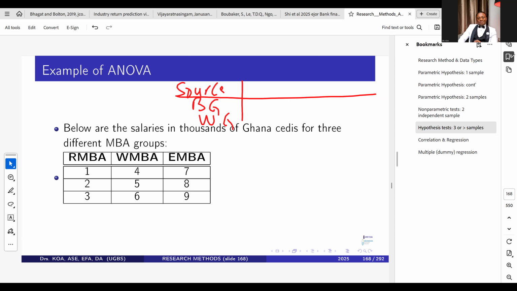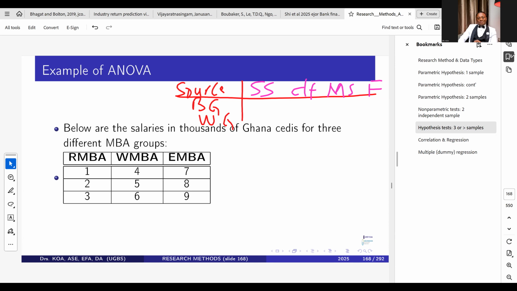Between group differences and then within group differences. Good. The next thing is to have something known as sum of squares. The next heading should be degrees of freedom. The next column should be mean squared, and the final column should be the F statistic.